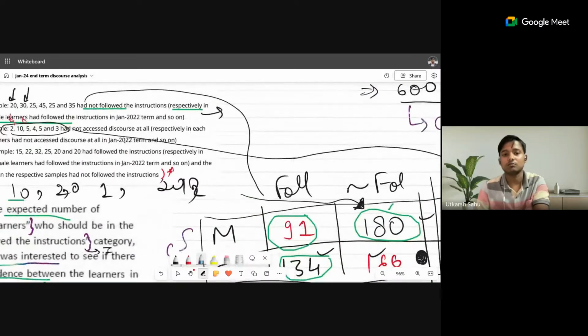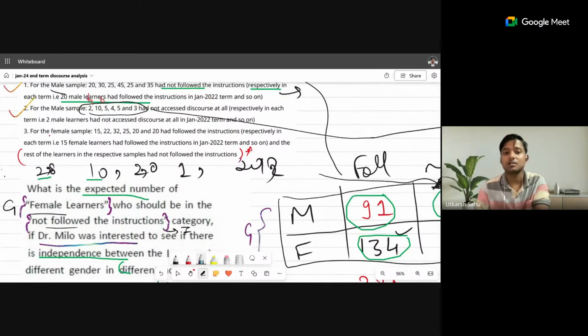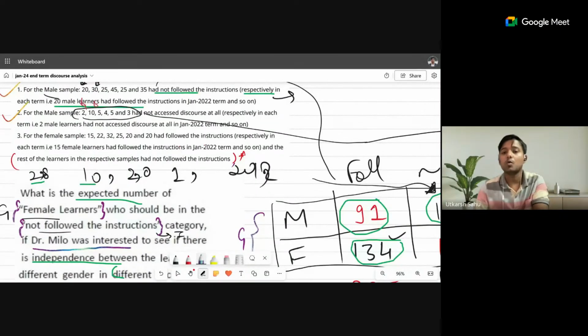So if you see here, they have given you this thing, male samples who followed, male samples who had not accessed the discourse at all, and then this thing, female samples who have followed the instruction, right? And the rest of the learners in the respective sample have not followed the instruction. This was again one important part. So whenever you read a big comprehension, please make sure to read it well for 2-3 minutes. There would be some information which would help you in solving. If you don't read this part, if you just look at the numbers, very likely you will not be able to solve it because it is needed.